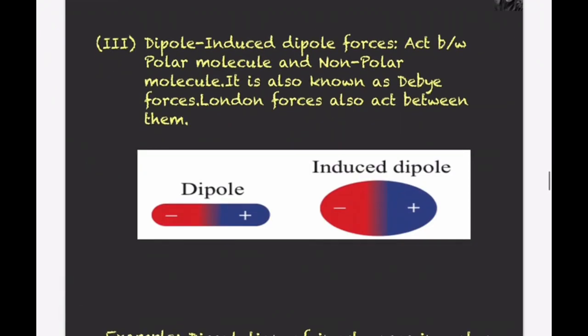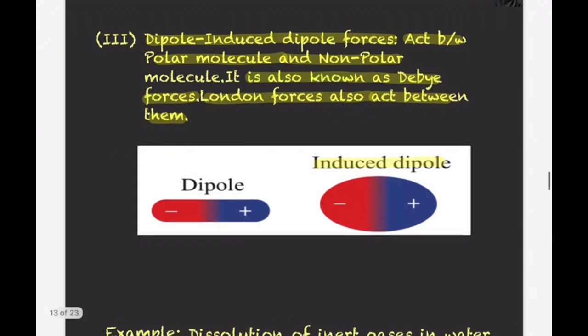The third type of interactive forces is known as dipole-induced dipole forces. So dipole-induced dipole forces act between polar molecules and non-polar molecules. It is also known as Debye forces. London forces also act between them. So one molecule has a permanent dipole, another molecule is non-polar, so it will act like an induced dipole.